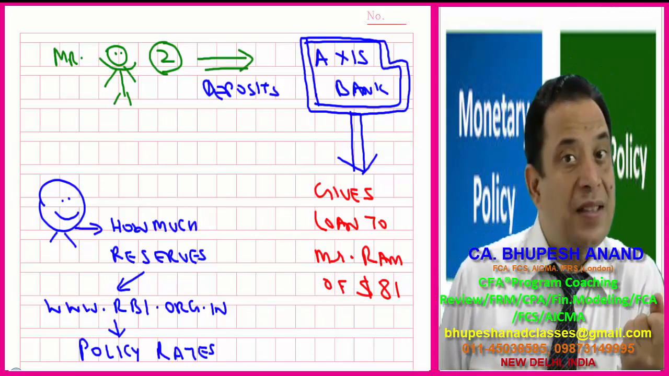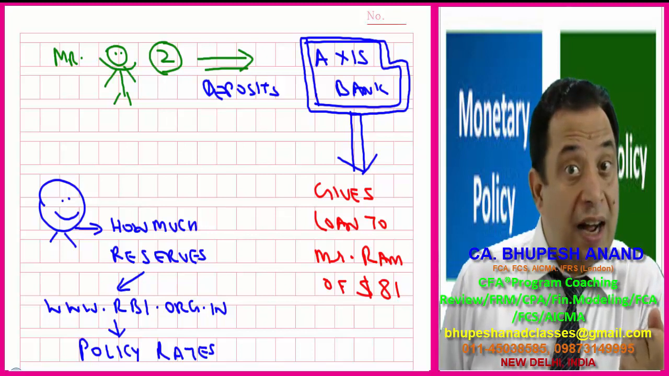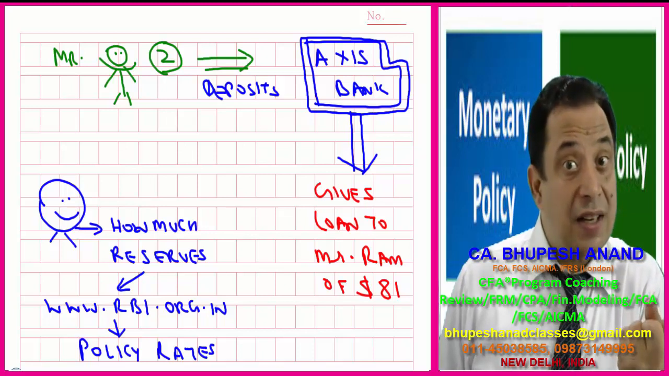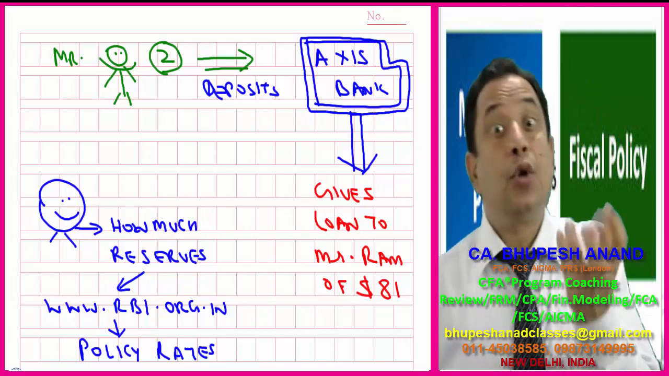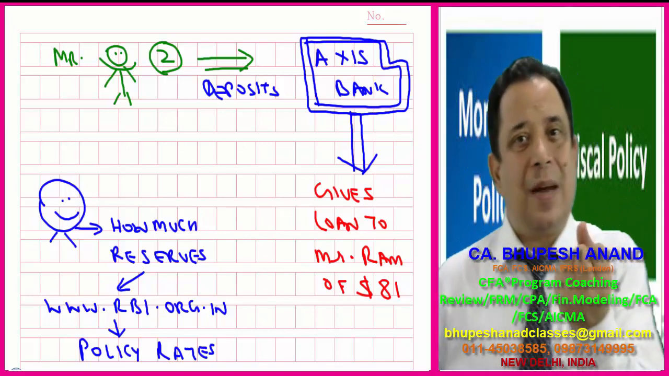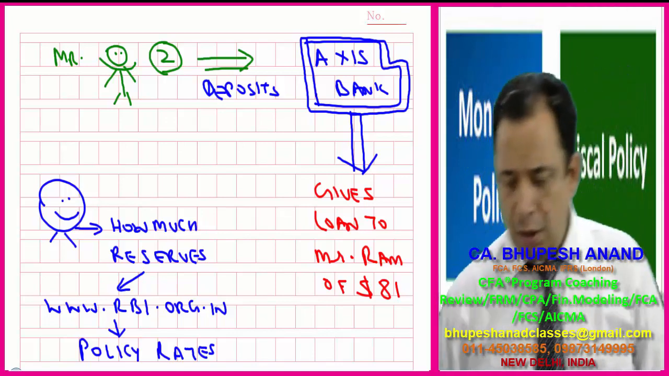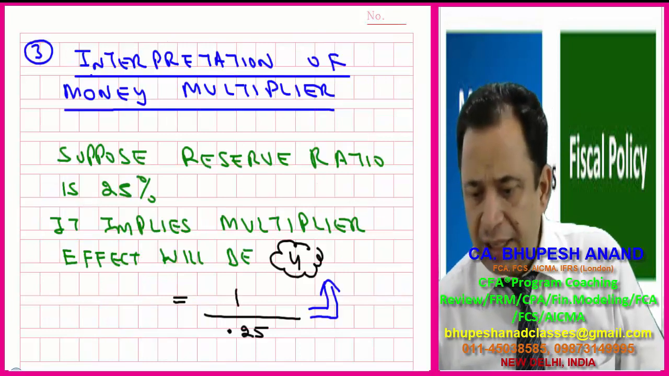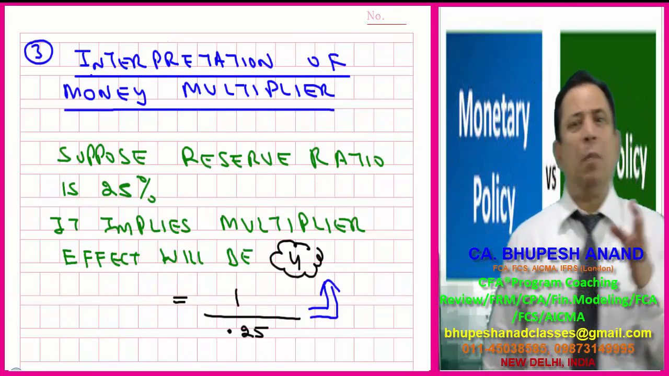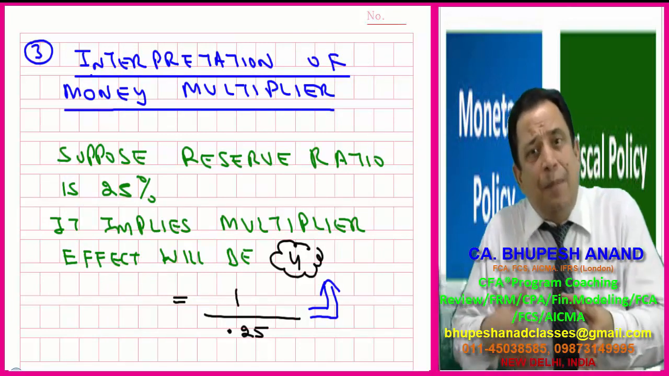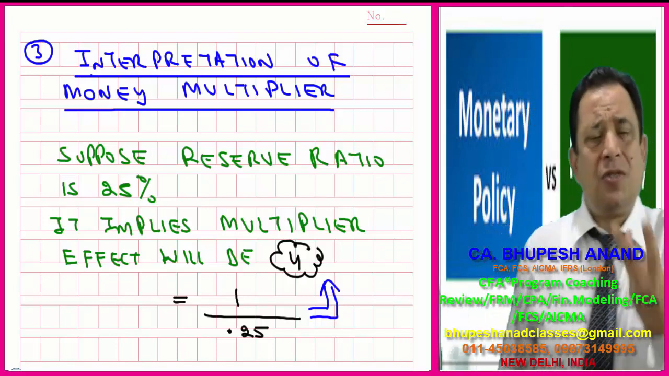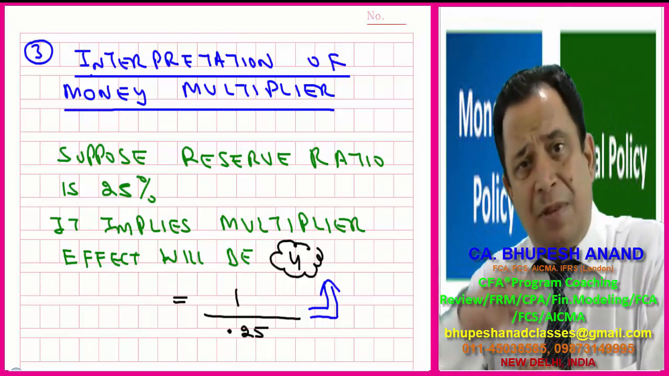Keep in mind that 10% is a margin ratio, but actually in India, the Reserve Bank of India has given a total reserve ratio of 24.5%. Approximately, I am taking it as 25%. So, hope you are getting the point of what is the meaning of money multiplier. Now, how does it help us in real life?